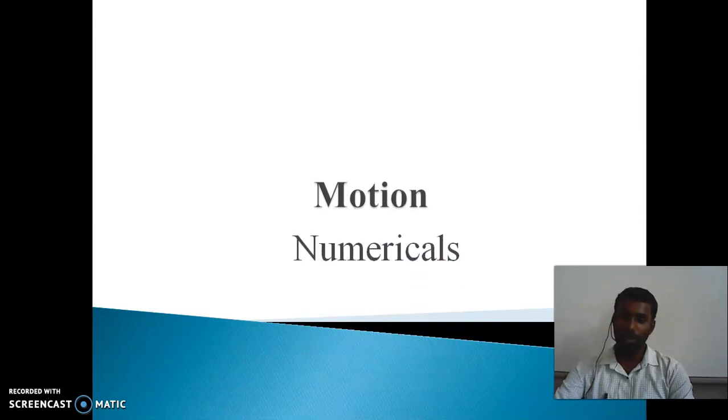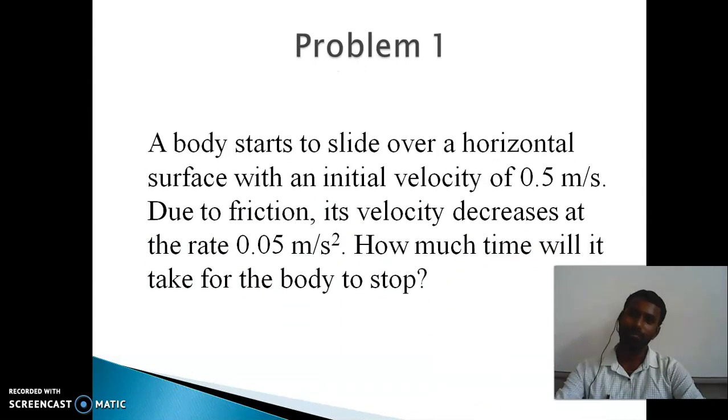So today we are going to continue with another numerical session. Remember those equations, just see the problem, and practice well. So here is problem number 1. What is problem number 1?